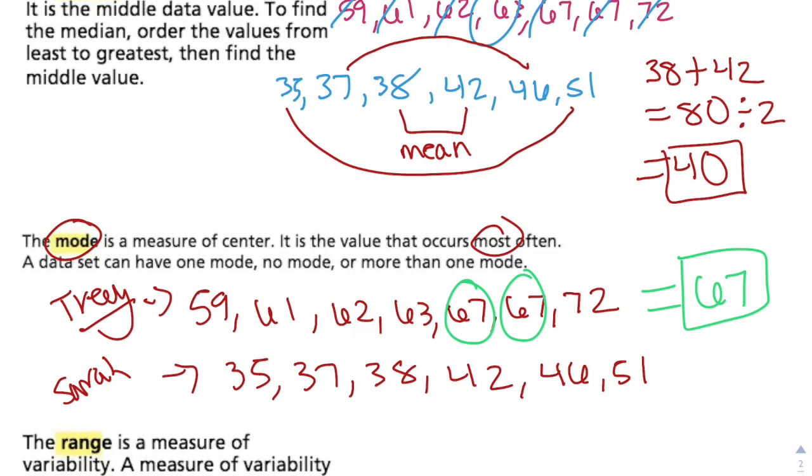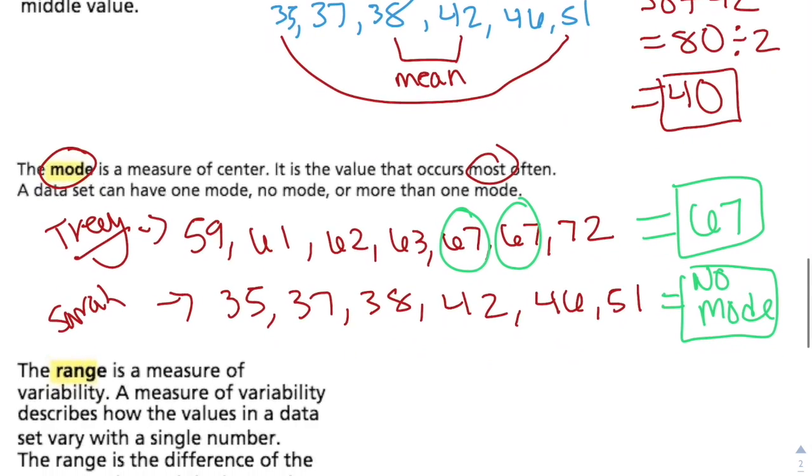So 35 only happens once, 37, 38, 42, 46, 51. They all happen one time. There's no number that's repeated, so there is no mode for Sarah. Again, we're just looking for what happens the most or what number repeats itself the most. And there was no mode for Sarah.